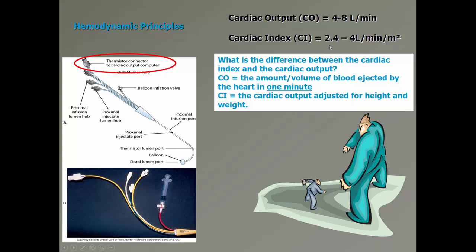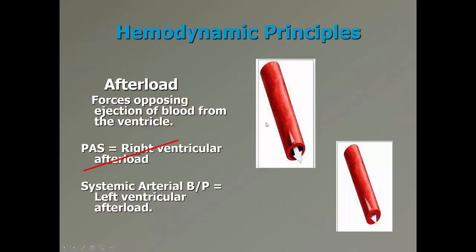Now, if I said to you that my cardiac index is 1.8 and Dirk's is 4, then you get a better picture that, as it's adjusted for height and weight, mine's not so great and his is really good. So that's how we use that. You have to know the values: cardiac output 4 to 8, and cardiac index, which is the cardiac output adjusted for height and weight, 2.4 to 4.